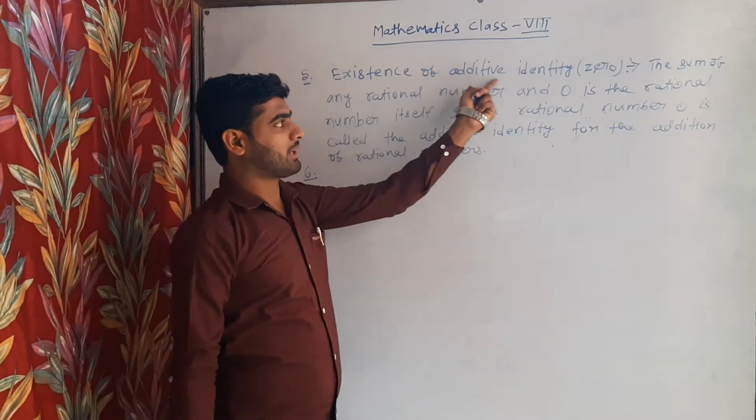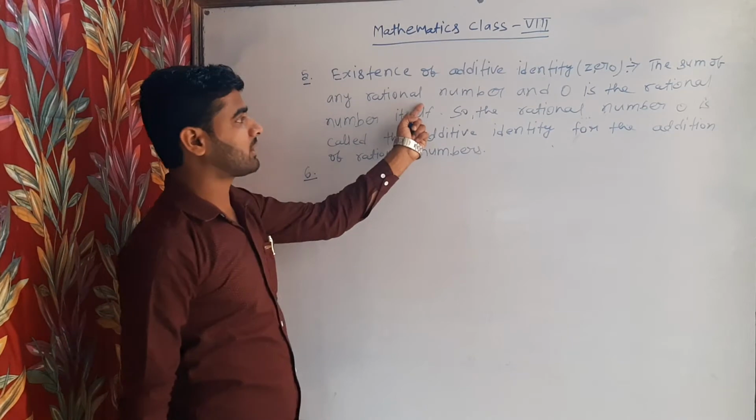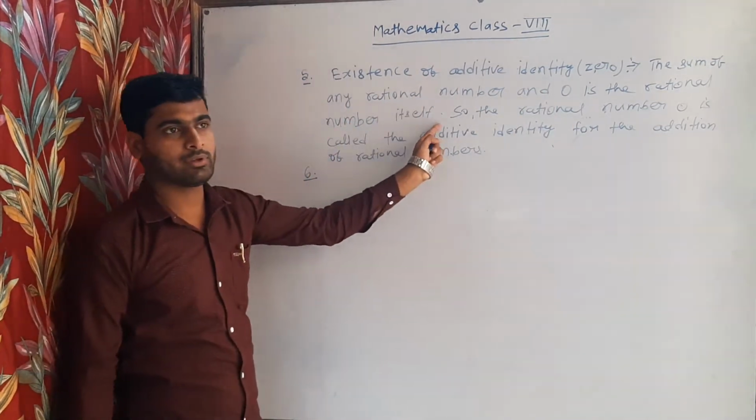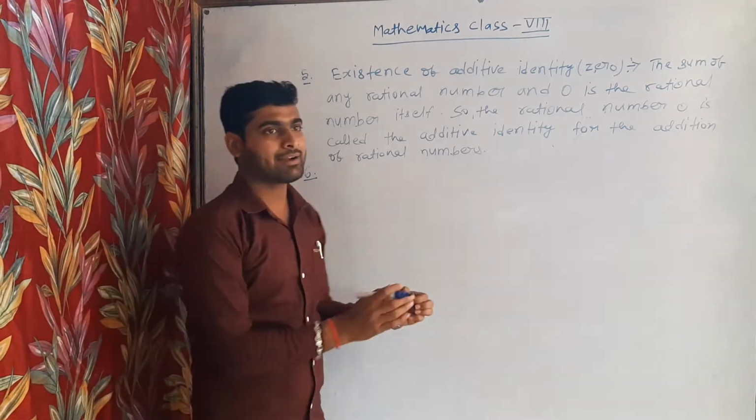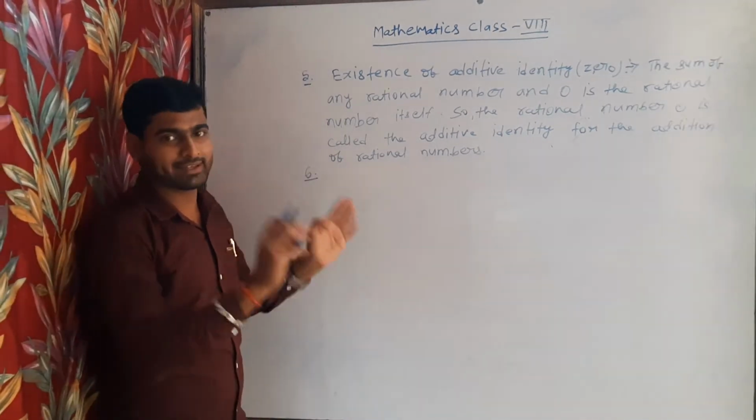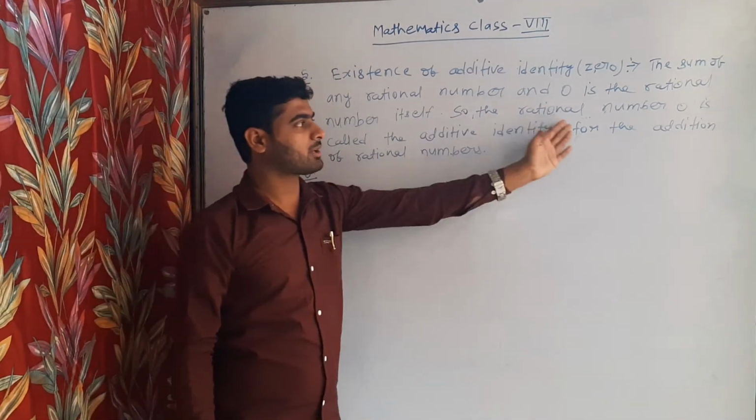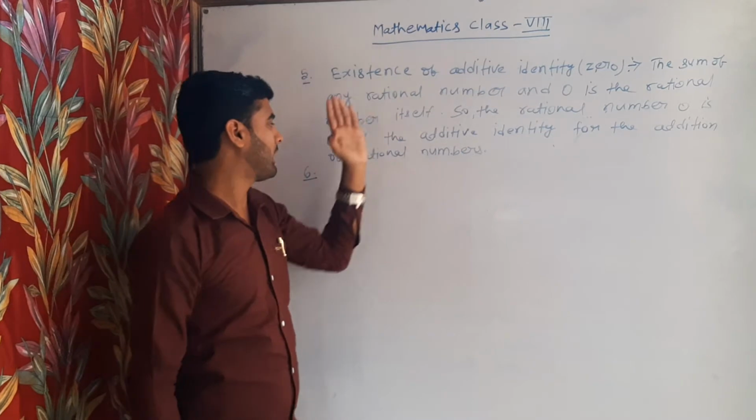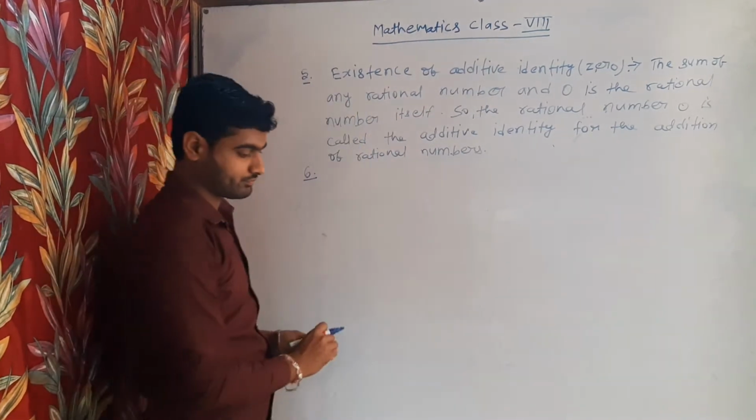Existence of the additive identity. The sum of any rational number and 0 is the rational number itself. If we add 0 to any rational number, then the result is the rational number itself. So the rational number 0 is called the additive identity for the addition of rational numbers.